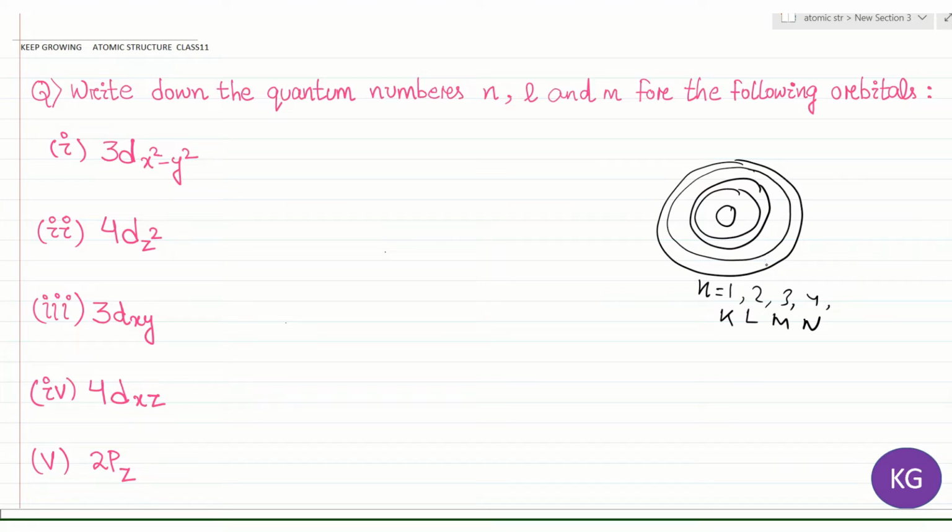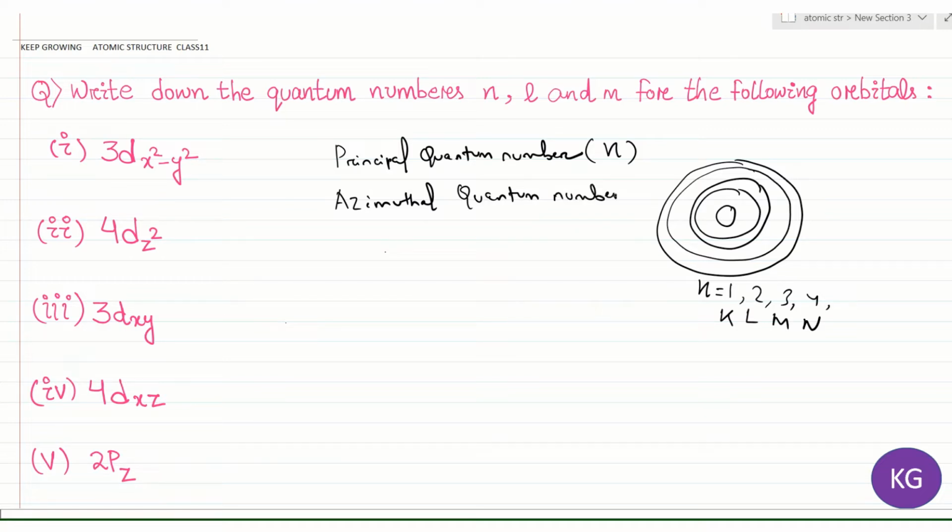And for each shell there is an azimuthal quantum number. So first is the principal quantum number, which is represented by n. Then the azimuthal quantum number, which is l. Its value starts from 0 to n minus 1.